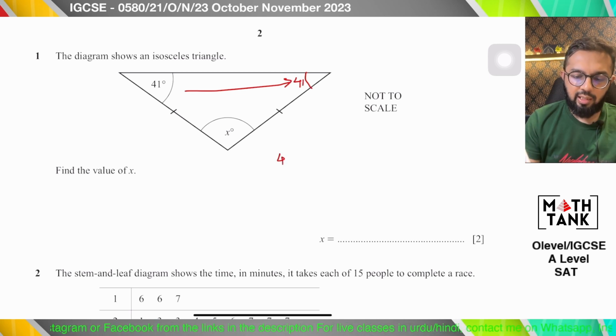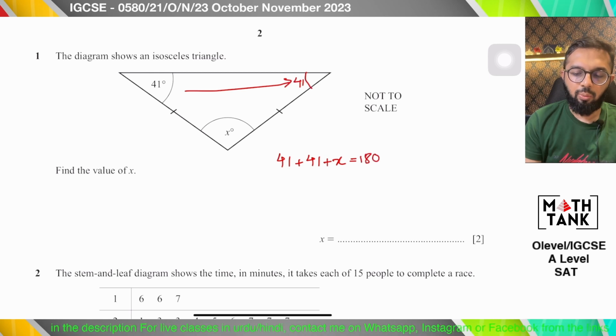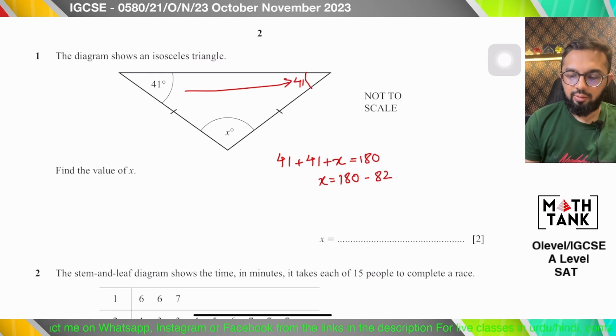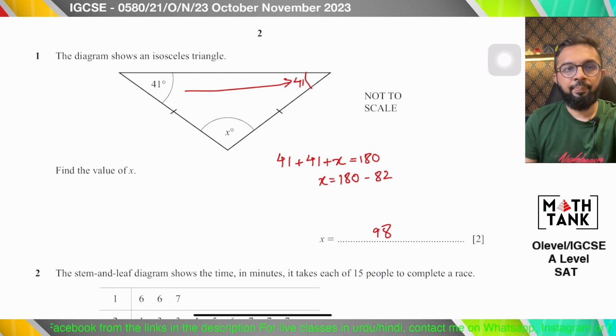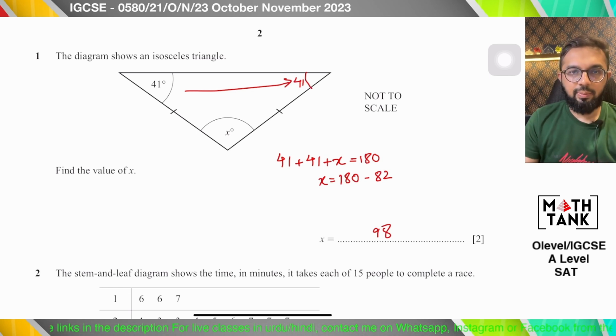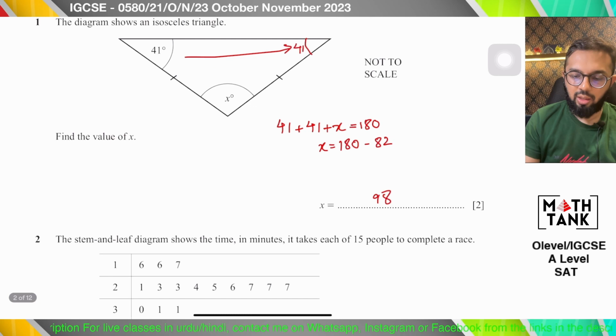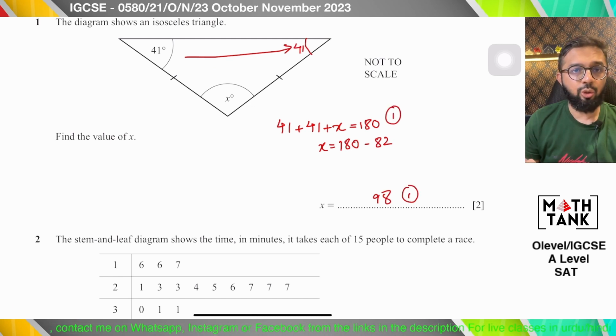I can then use my calculator to say that 41 plus 41 plus x should equal 180. Then I can take 180 and 41 plus 41 is 82. So I get 98 as the final answer. Okay, we'll keep checking answers as we go. So we get 98. 1 mark is for the method, so you should show me this. And then 1 mark is for the answer, so you should also show me this.